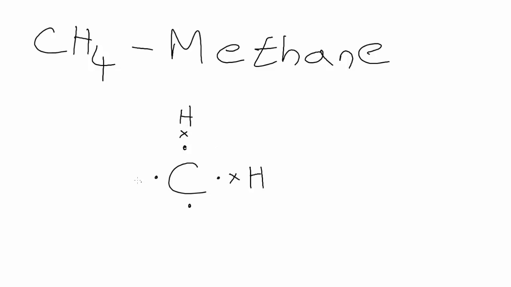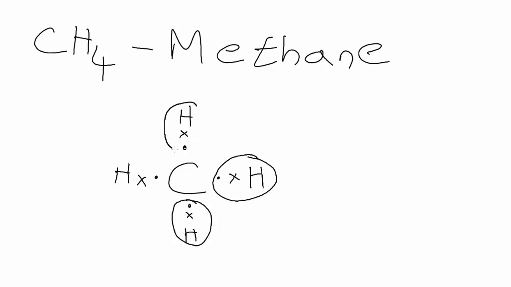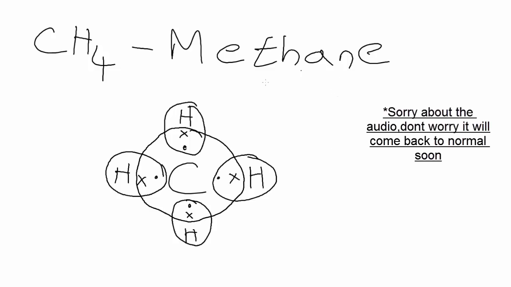It makes things easier to understand. Go like this and like this. Alright, now the dot structure will only be complete once you actually show this. This particular part is quite important. It completes the octet. So the electron dot structure for methane.